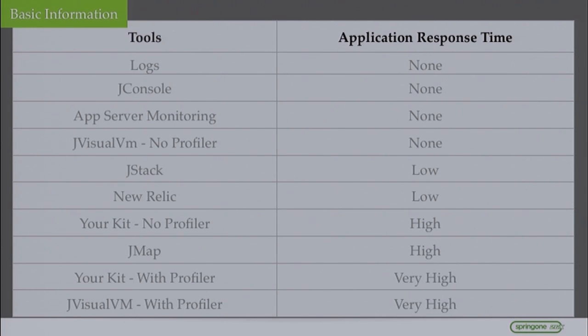Yourkit, even without a profiler, I found it to have a relatively high impact on your application response time. And the same thing with jmap. jmap's doing a heap dump, and heap dumps in general are just going to have a large impact. And with both the tools that are a profiler, when you actually run with the profiler, that's when you see the really high impact. There's a significant slowdown to your application.